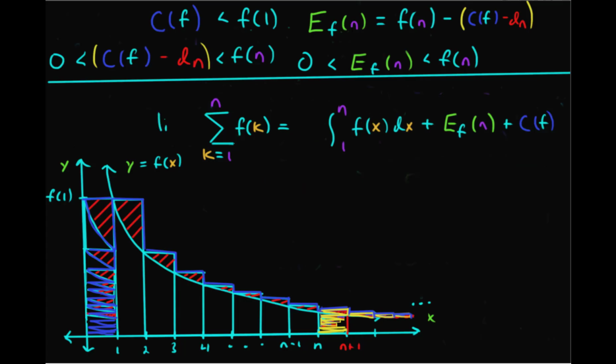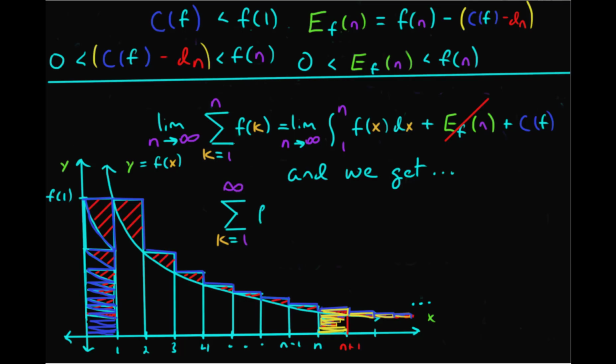And so, taking the limit on both sides of the equation as n approaches infinity, the e sub f of n term has to cancel out. And we get that the sum of f of k from k equals 1 to infinity equals the integral from 1 to infinity of f of x dx plus c of f.